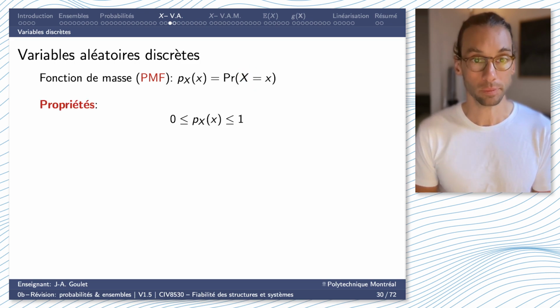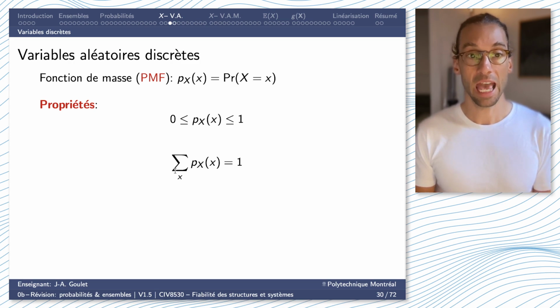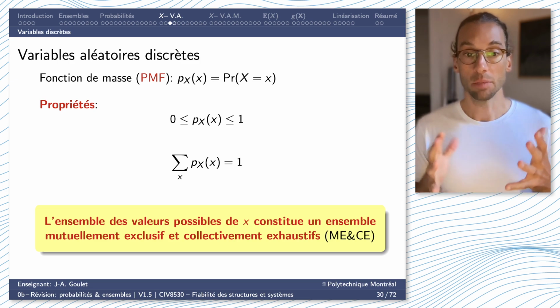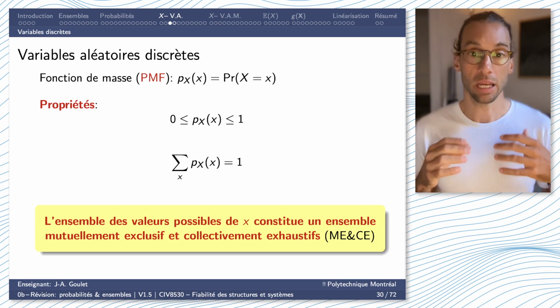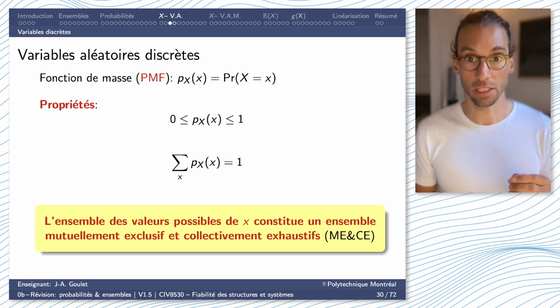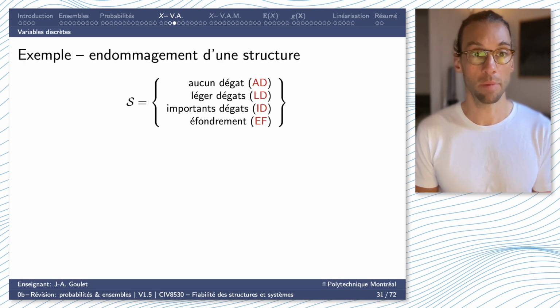The property of that PMF is that it's strictly defined between 0 and 1, and the sum over all possible values x must be equal to 1, so that the probability over the sampling space must always be equal to 1. So the ensemble of possible values x must be mutually exclusive and collectively exhaustive. This is always true for any values on which we define a PMF.